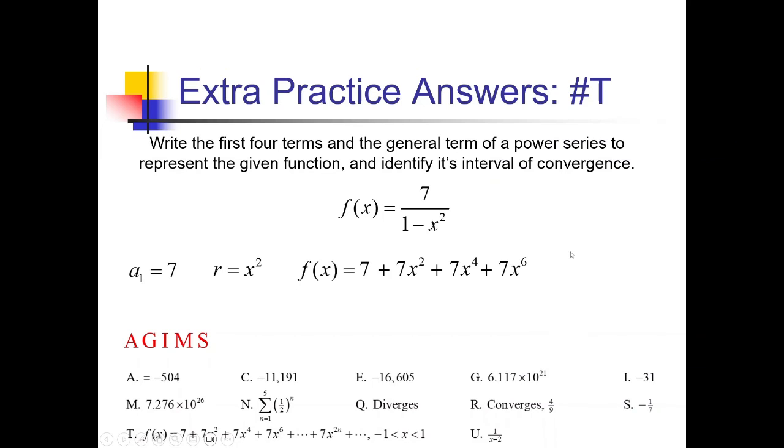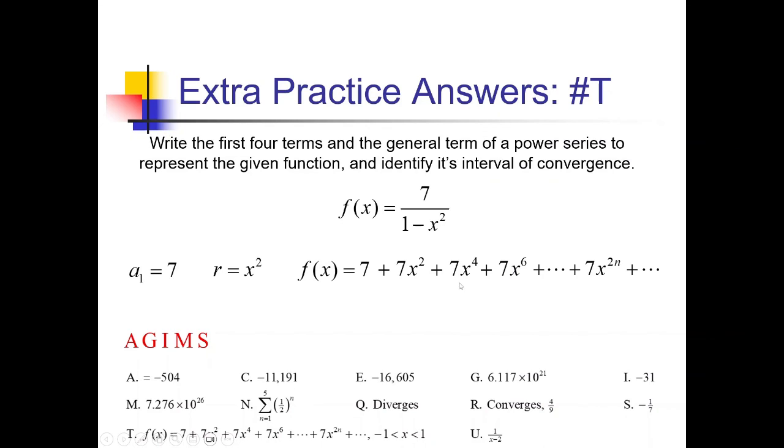In general, I'm doing 7x to the, let me think here, if this is like the 0th term, then I would want 7x to the 2 times n. Because if I plug in 0, this would just give me 7. If I plug in 1, I have x squared, and that would be it. Plugging in 2, I'd have x to the 2 times 2, so x to the 4th. So it looks like that works out.